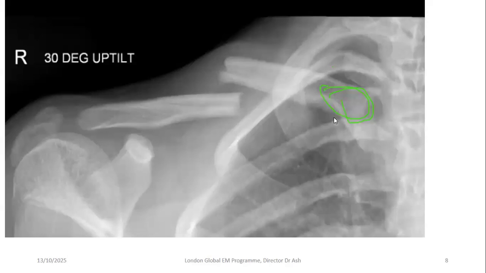We will rule out thoracic injuries. If suspected on the basis of the secondary survey and impact of trauma, then we will go for a CT scan to rule out thoracic injury. That's very important.